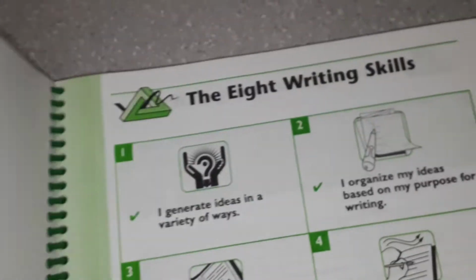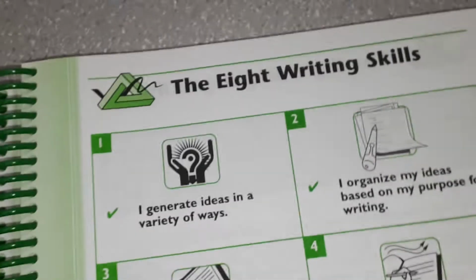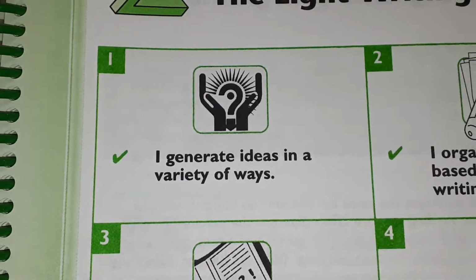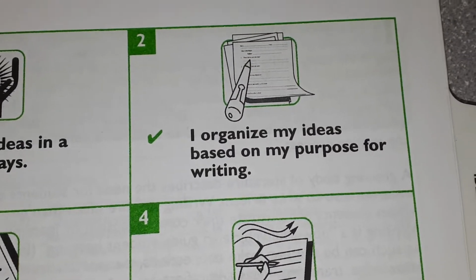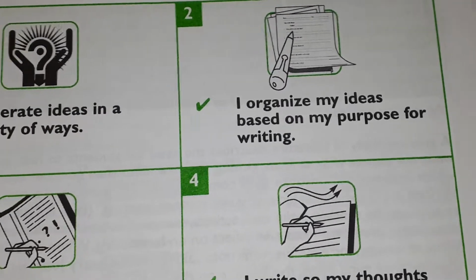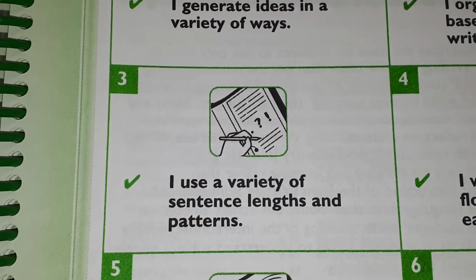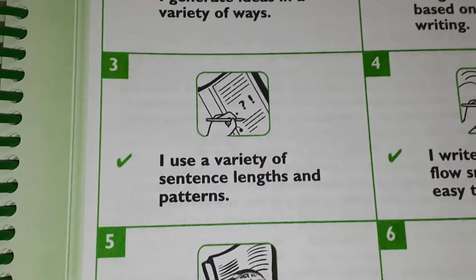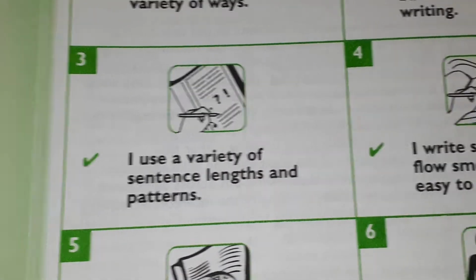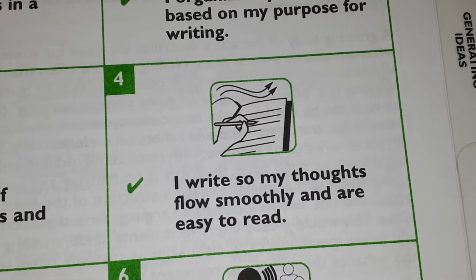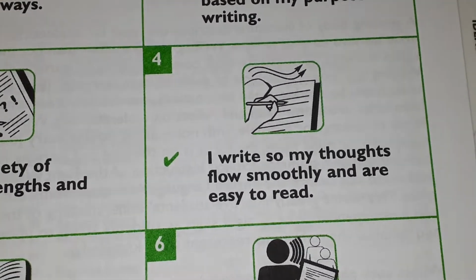core writing framework, the 8 writing skills. I generate ideas in a variety of ways. I organize my ideas based on my purpose for writing. I use a variety of sentence lengths and patterns. I write so my thoughts flow smooth and are easy to read.